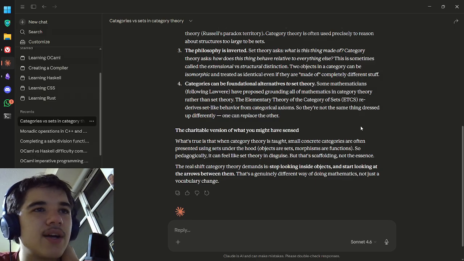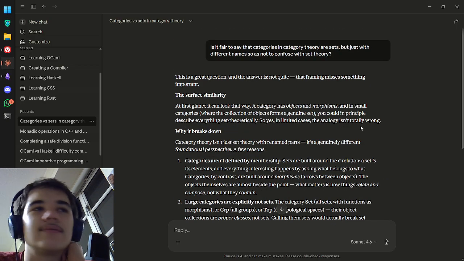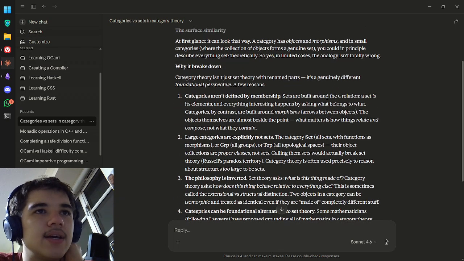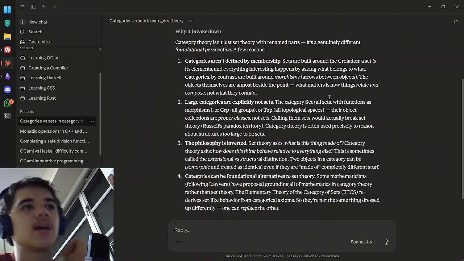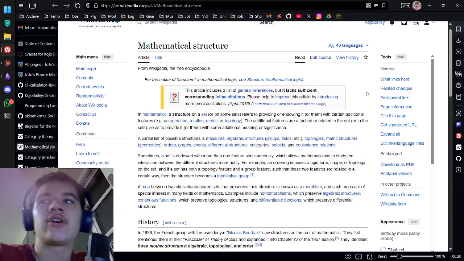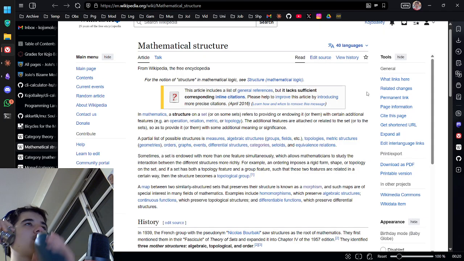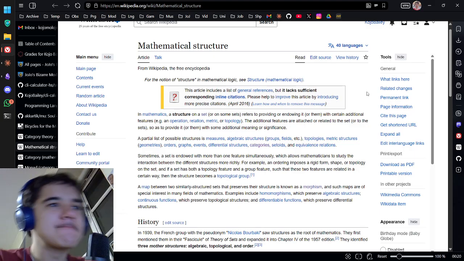Objects are sets, morphisms are functions. Okay, so a category contains functions and sets, or it can, I guess. A set is its elements. Categories are built on morphisms. Oh, okay. So a category is specifically the relations between sets, let's say, whereas a set is the objects. Okay, cool. Makes sense.